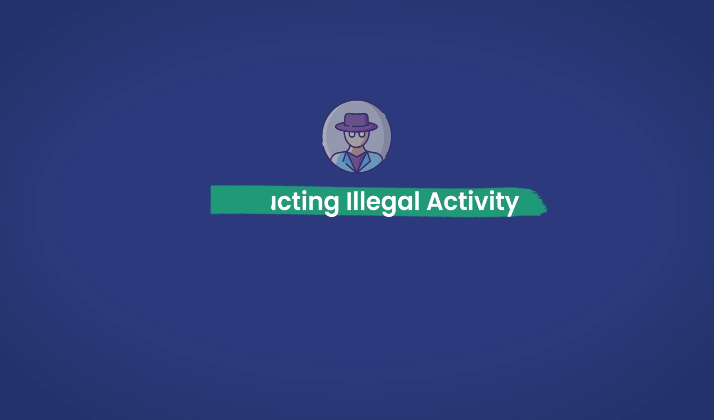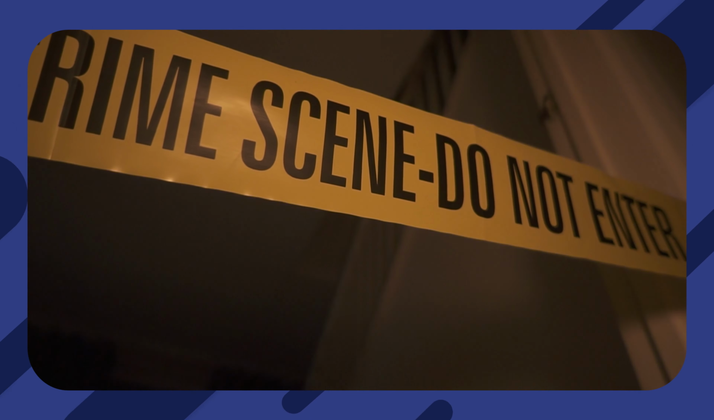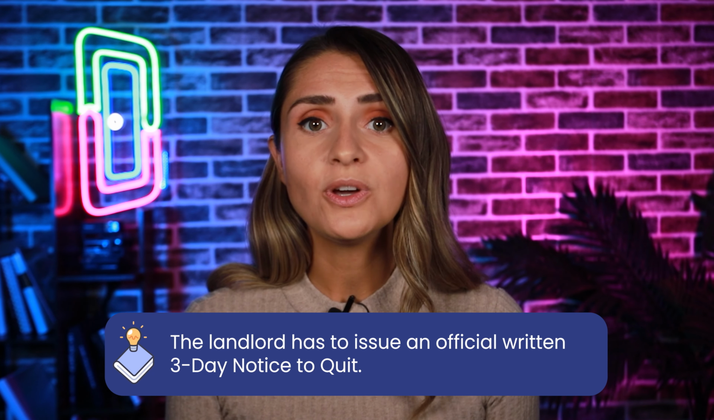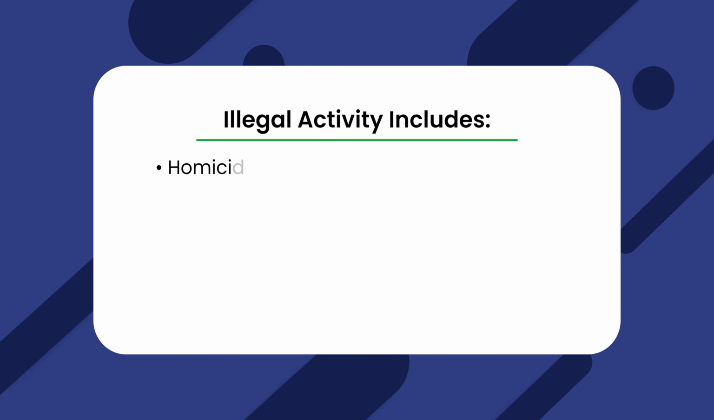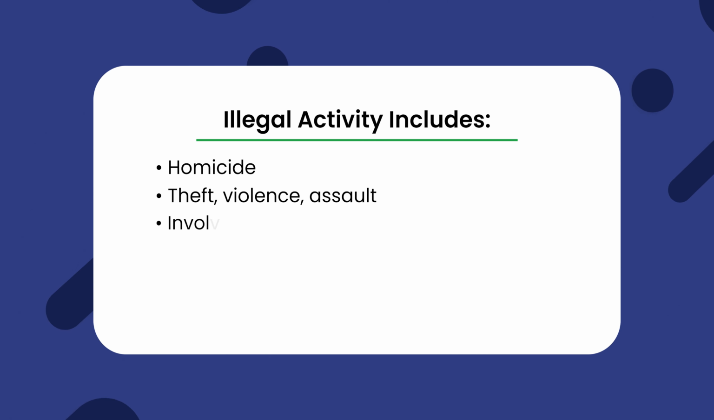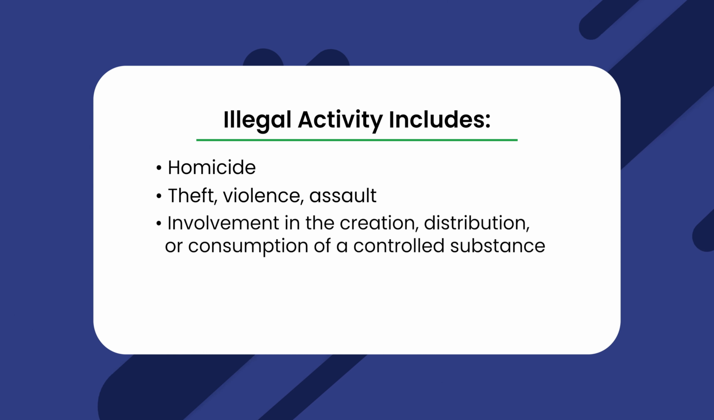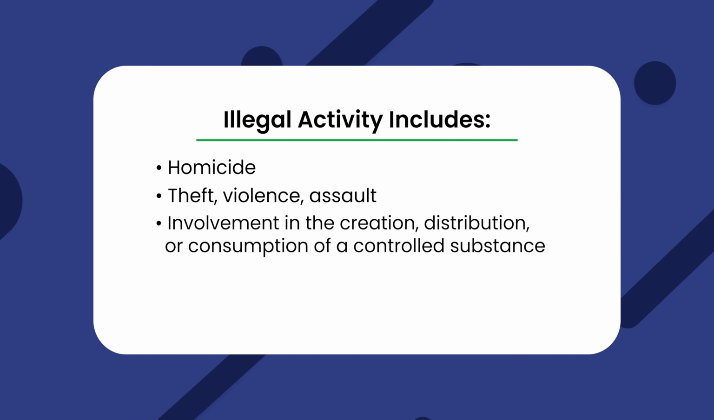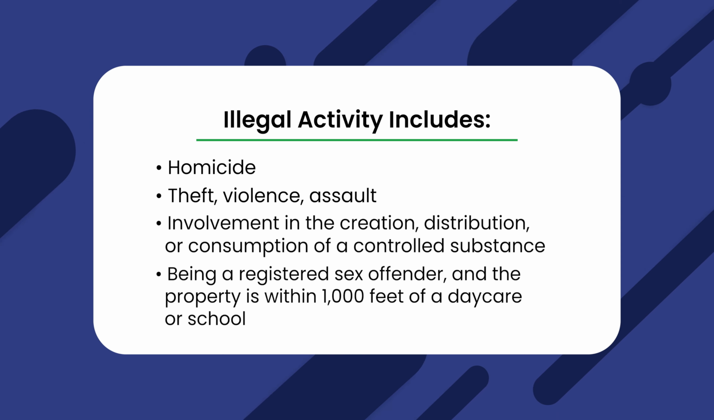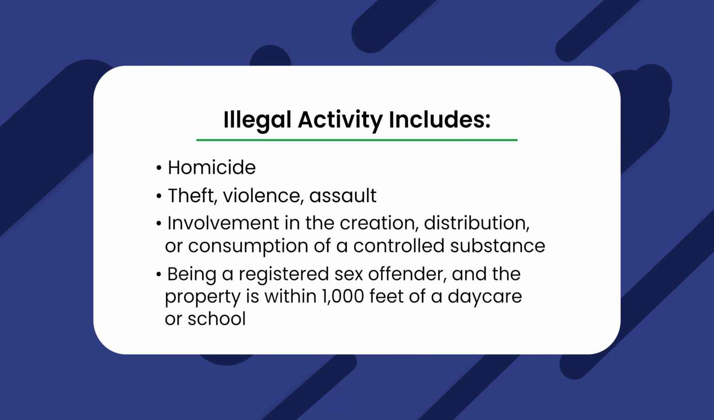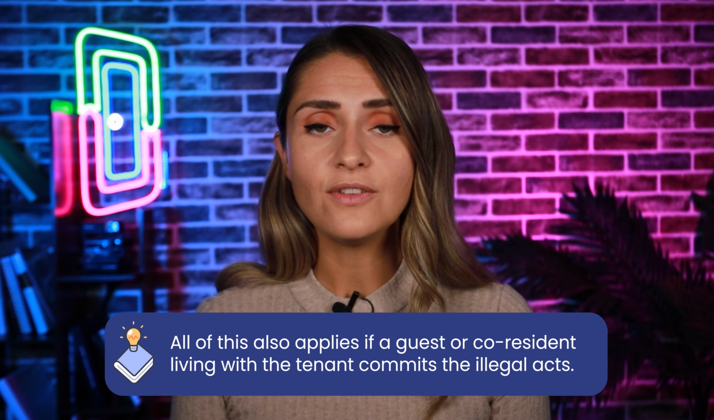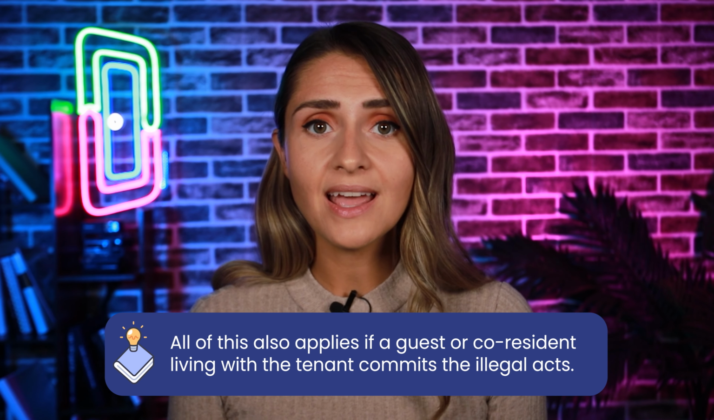Conducting illegal activity. If a tenant has engaged in illegal behavior within the property, the landlord has to issue an official written 3-day notice to quit. Examples of illegal activities are homicide, theft, violence, assault, involvement in the creation, distribution, or consumption of a controlled substance, and being a registered sex offender, and the property is within 1,000 feet of a daycare or school. All of this also applies if a guest or a co-resident living with the tenant commits the illegal acts. Landlords are advised to keep a close eye on their tenants to make sure illegal behavior does not go unnoticed.